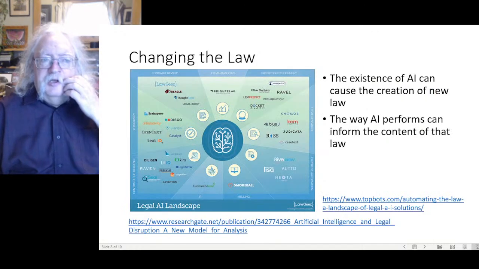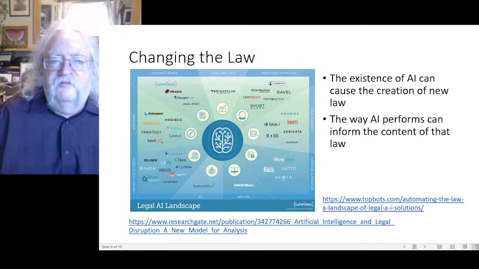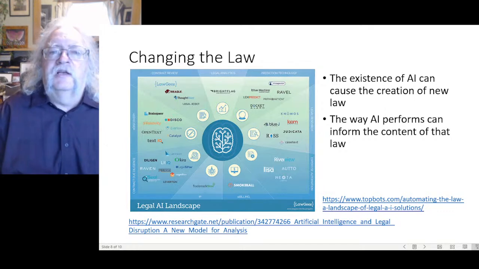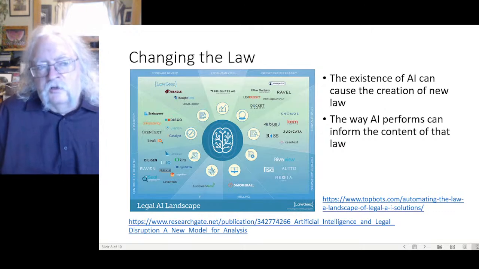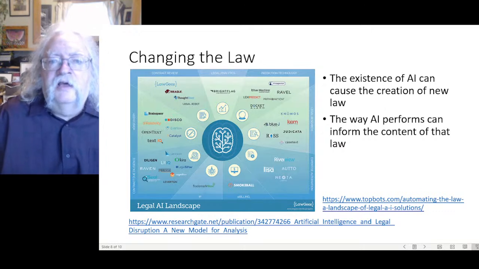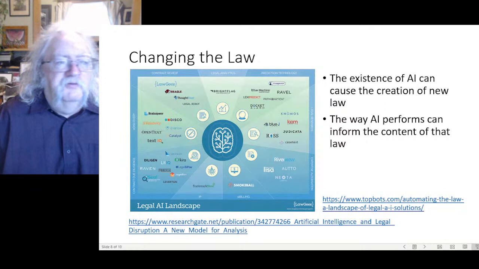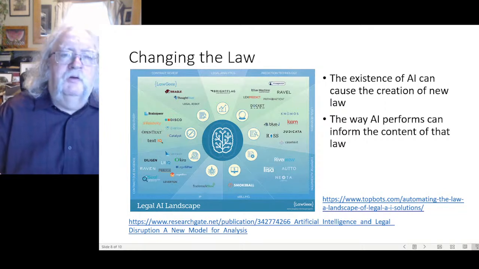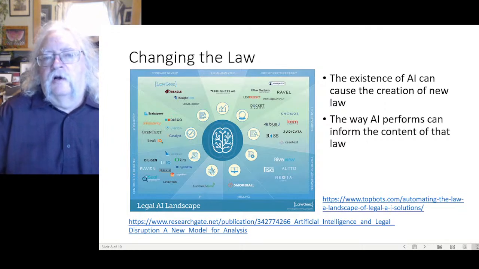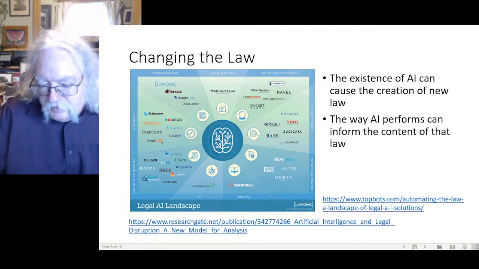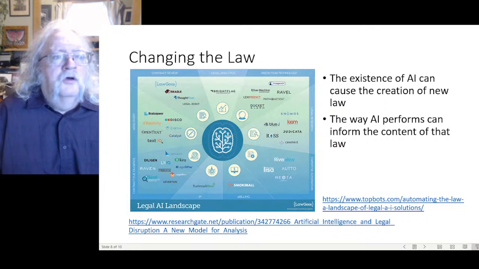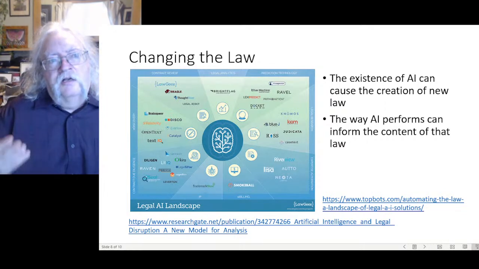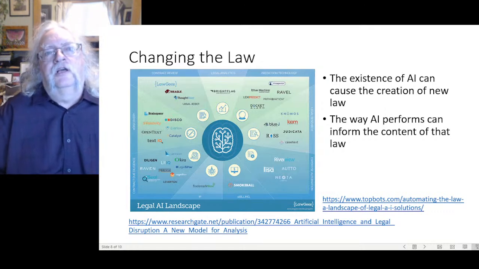The AI, indeed, could play a role eventually in changing the law itself. There's two major ways that can happen. First of all, the very existence of AI can cause the creation of new law. A simple example is copyright law for things that are created by analytics engines, such as deep fakes. Who owns the copyright to that? Does the machine own the copyright? Does the person who built the machine own the copyright?